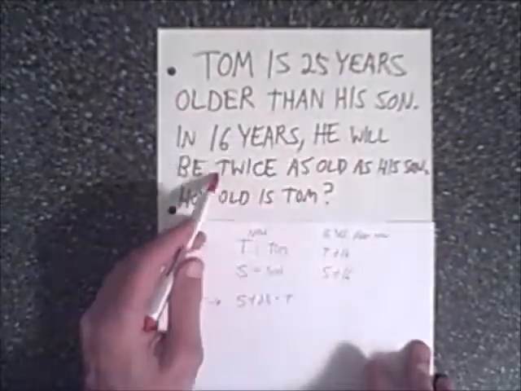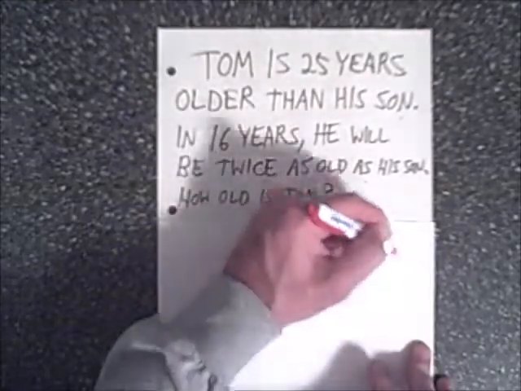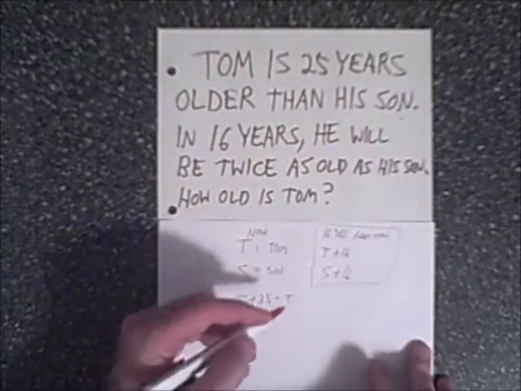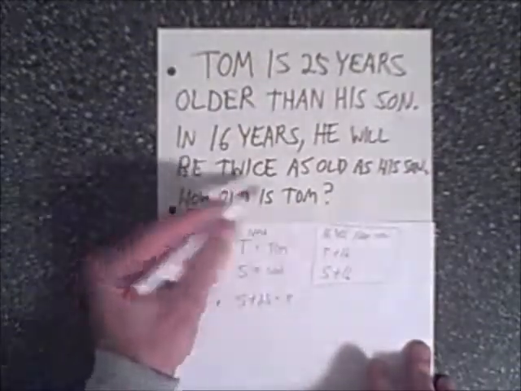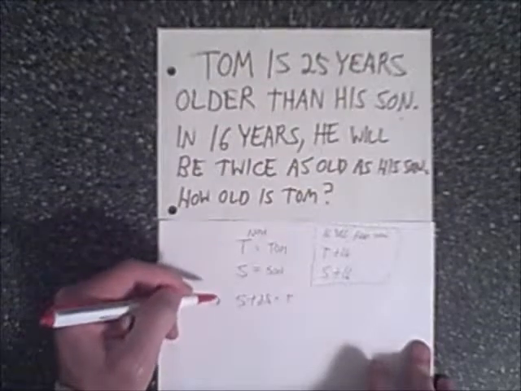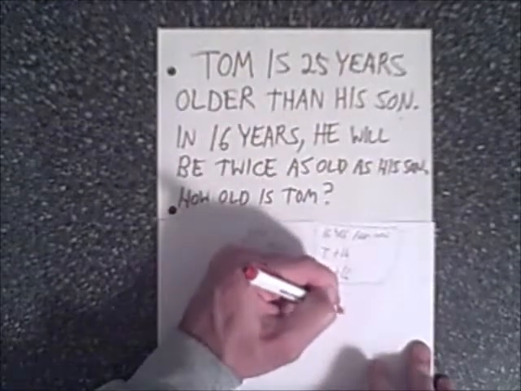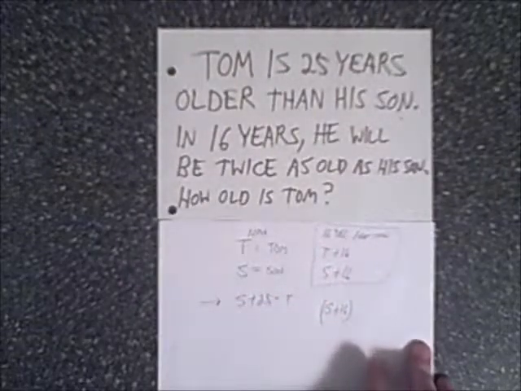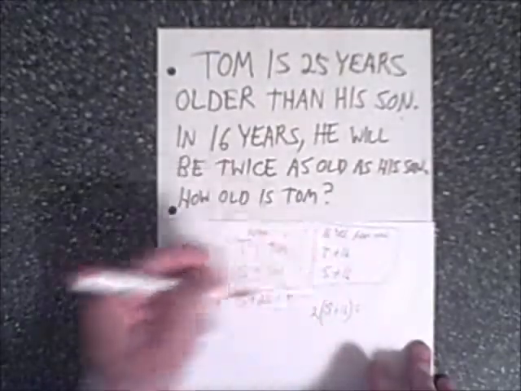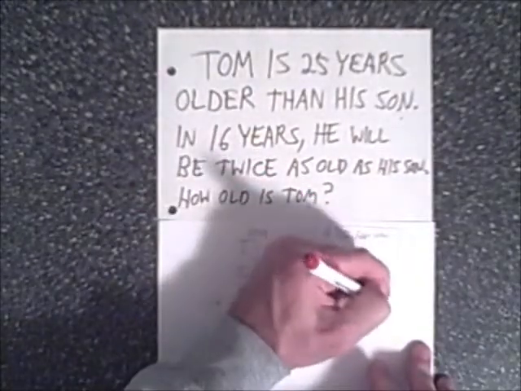Now, in 16 years, he will be twice as old as his son. Okay, so this is their age, 16 years from now. Okay, so Tom will be twice as old as his son. So his son is going to be S plus 16. Okay, 16 years from now. And if you double his age, he equals Tom 16 years from now.